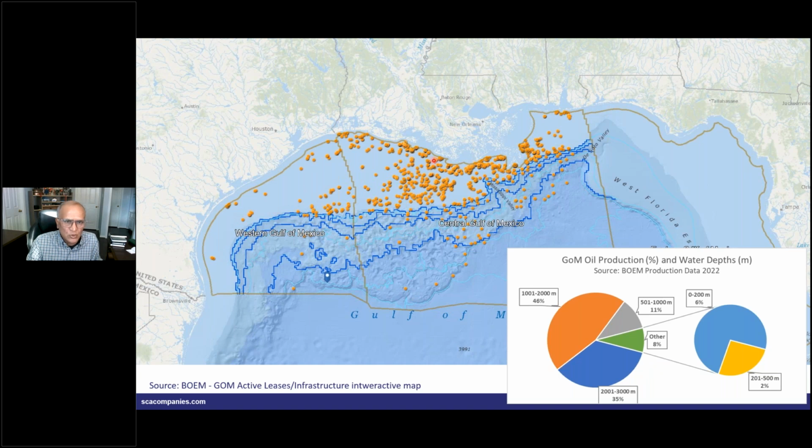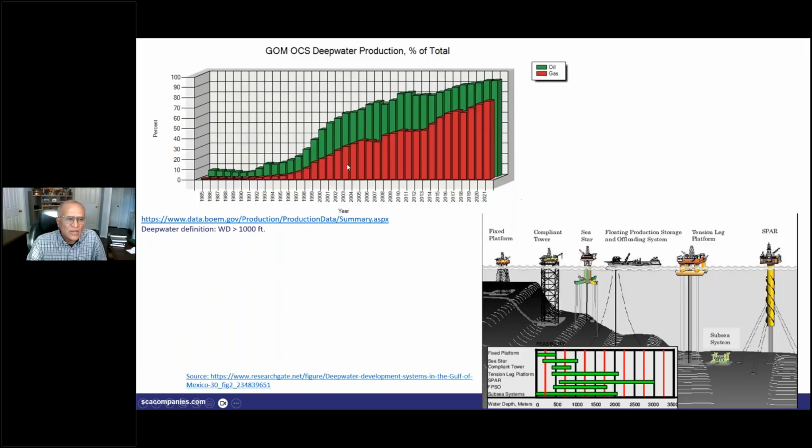Even though we have so many installations and wells in the shallower, less than 200 meter water, the production coming from those platforms is less than 2%. I mean, less than 8% collectively when you go up to 500 meter water depths. So the majority of the production is coming from the deep water, and gas lift artificial lift is popular in the deep water. And here is another graphic that shows the percentage in the deep water.